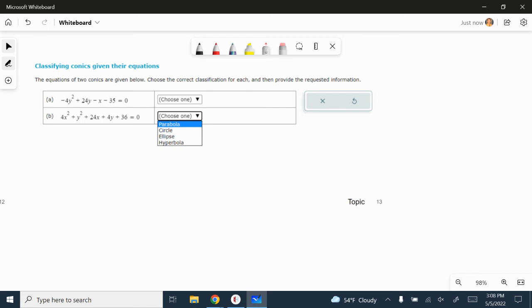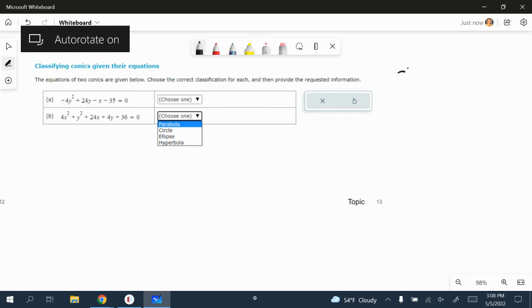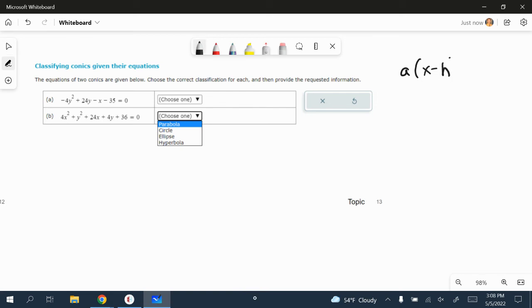what shape it is. Now, we didn't really talk about parabolas other than the fact that it's going to look something like this. You'll have, I don't know, a times (x minus h) squared plus k. And that's going to be your vertex form. So if we can get these to look something like this, then that would be a parabola.